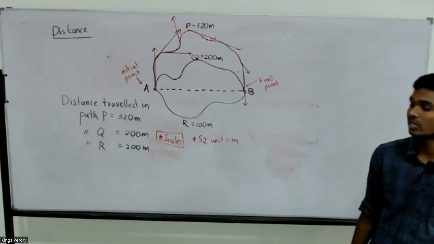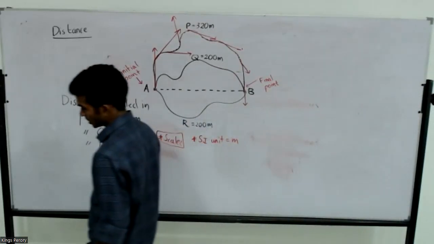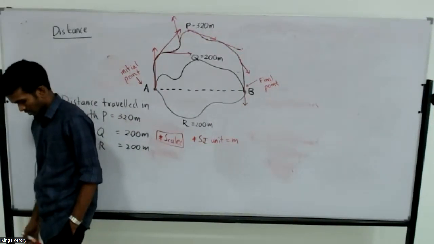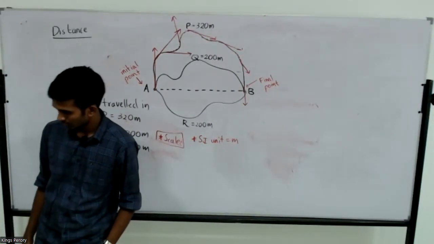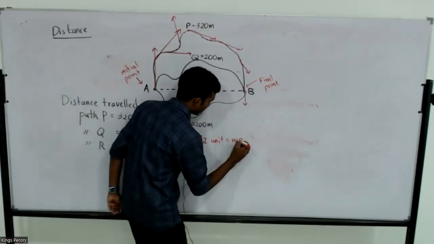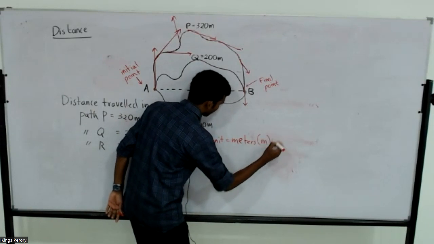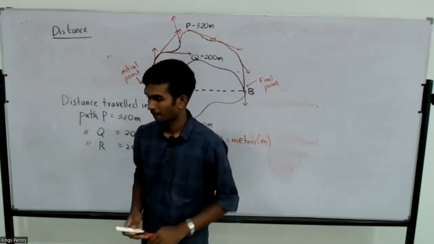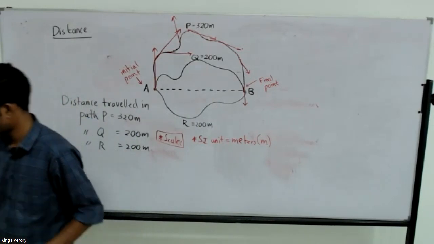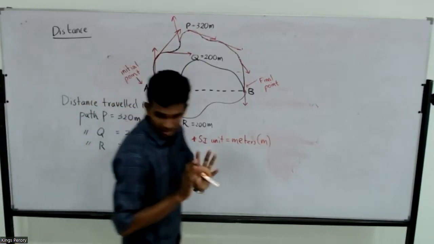SI unit to measure distance is meters. Write in words, meters, and inside brackets simply m. Okay, now the basics about distance you all have an idea.